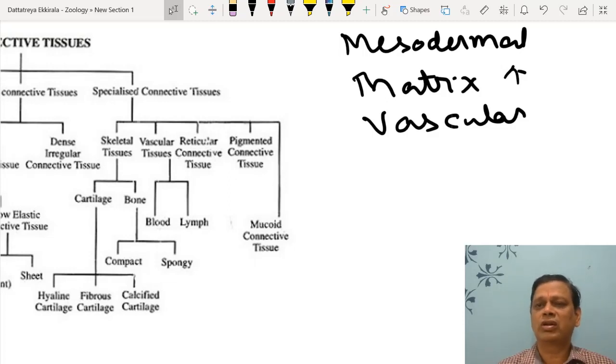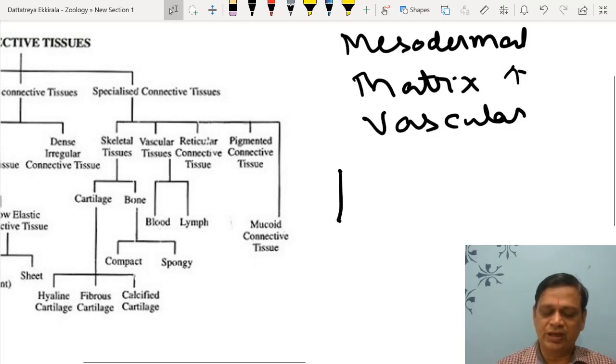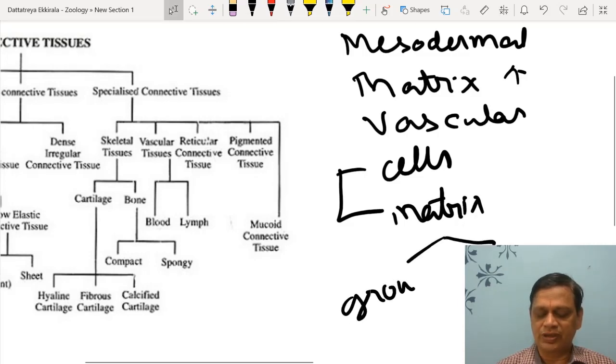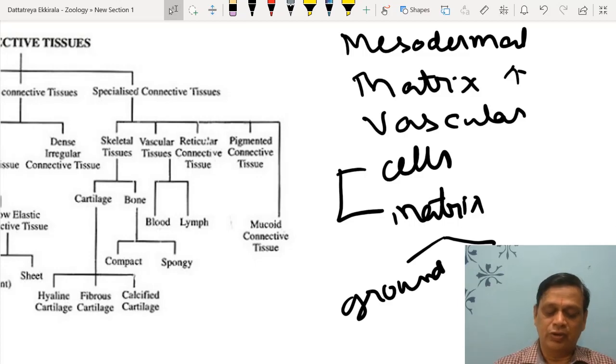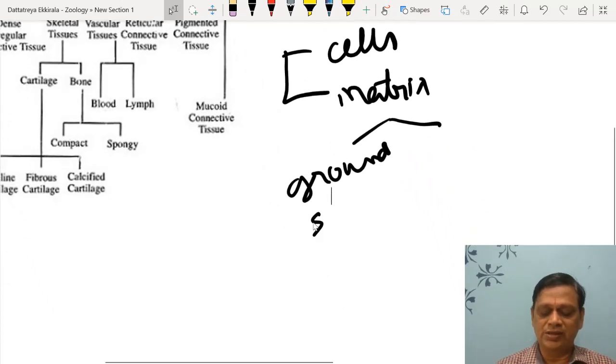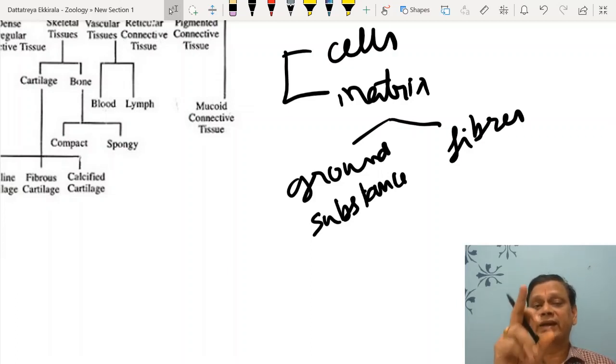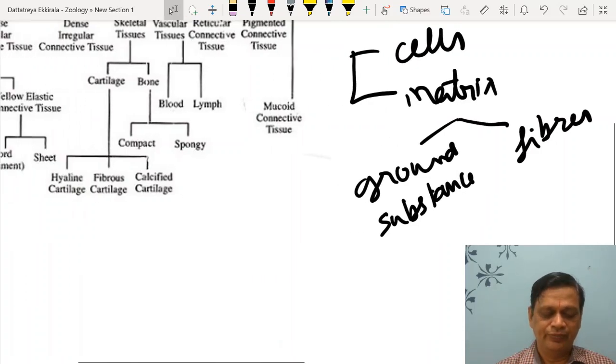But it shows a lot of variation, and most of these connective tissues will have cells, and the other thing is matrix. This matrix consists of some ground substance. So what do we mean by ground substance? It is like tissue fluid and other things, and sometimes fibers. But remember, blood and lymph do not have any fibers. Blood and lymph do not have any fibers. Right? That is the thing.